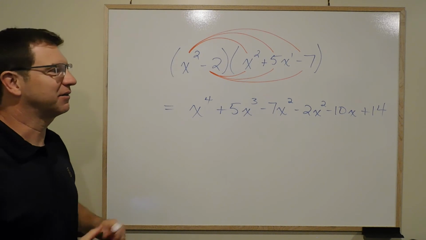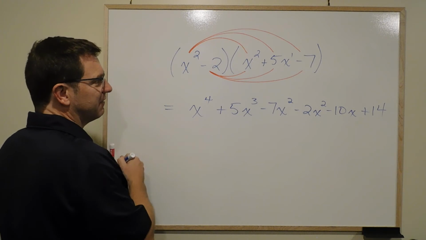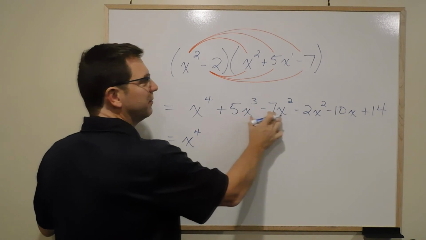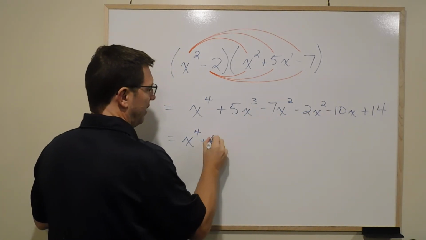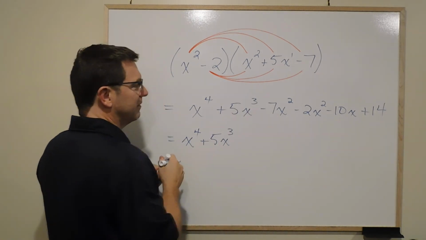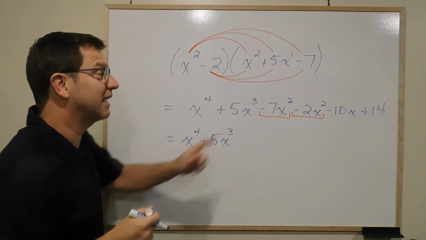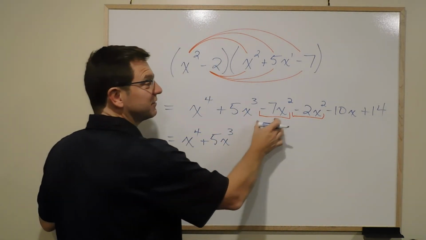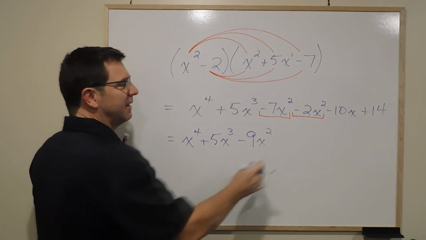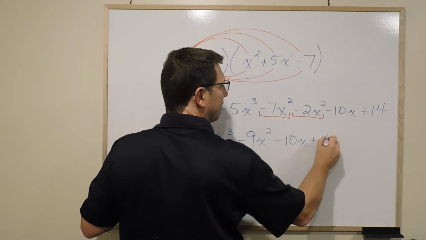Now we can look to collect like terms. Well, let's see what we have. X to the 4th, no, that's it. Any other x to the 4ths? No. 5x cubed. Any other cubes? No. Any other squareds? Yes. There we go. We have like terms right here and right here. So minus 7, sign's important. Minus 7x squared minus 2x squared is minus 9x squared. Any more x's? No. Minus 10x and the numbers by itself.